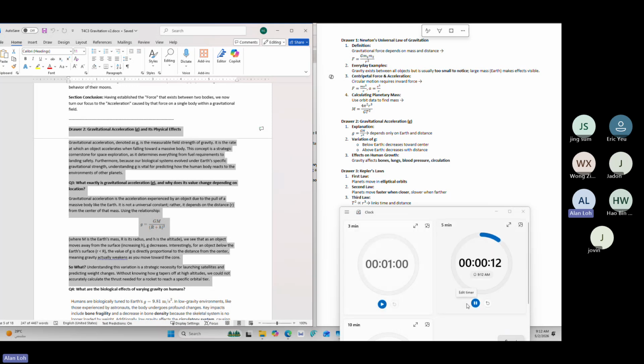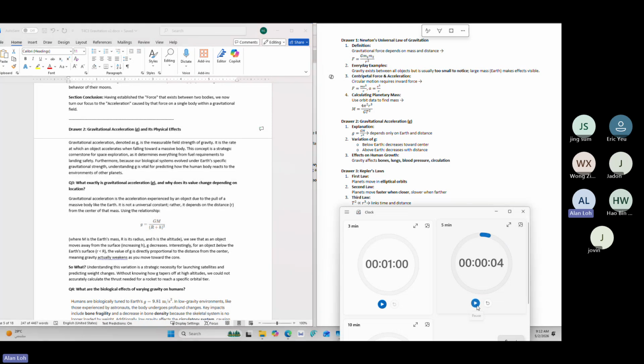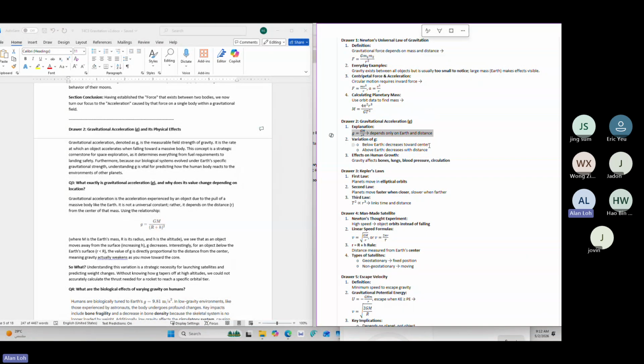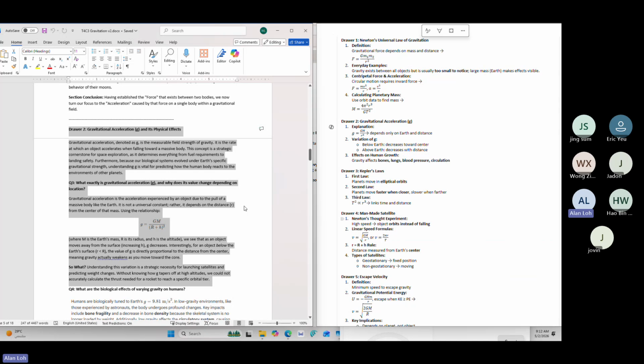We have a break after step 4. Total 10 questions. We are in question 3 now. Question 3 is on drawer 2 and is explaining points 1 and 2. This is very important for students who want to know more about how a satellite is launched, and there's a calculation needed on the forces related to the satellite and also the Earth's radius. This is the start. This is fundamental.